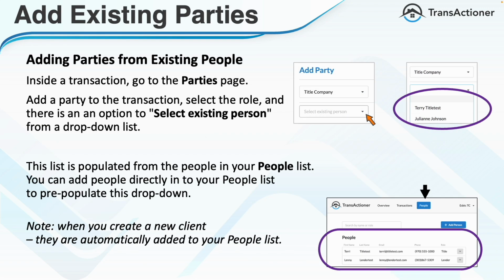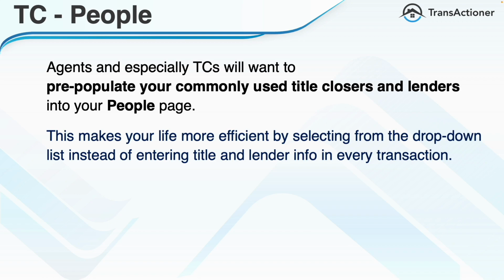So this is what it looks like when adding parties from existing people from your People page. When you go to add a party, you're going to select first what their role is, so if they're title company or lender, for example. And then the next drop-down is an option to select from one of your People tab. If you select the title company, it'll filter out all the title people into that drop-down list. Just helps you to be more efficient while you work. Agents and especially TCs will want to pre-populate your commonly used title closers and lenders to help you be more efficient.